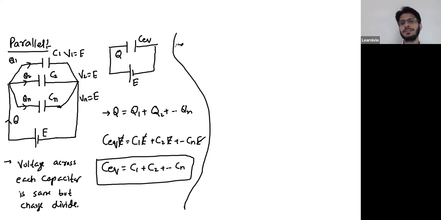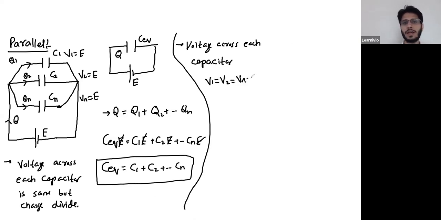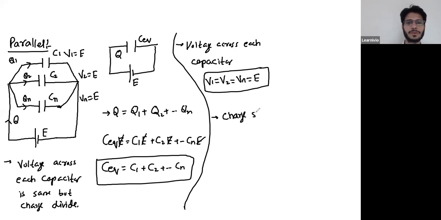After equivalent capacitance, the next is to calculate the voltage across each capacitor. Across each capacitor, the voltage is the same, V1, V2, Vn, and that is equal to E. That's the same voltage across each capacitor, V1, V2, Vn is equal to E. After voltage across each capacitor, the next is the charge stored in each capacitor.